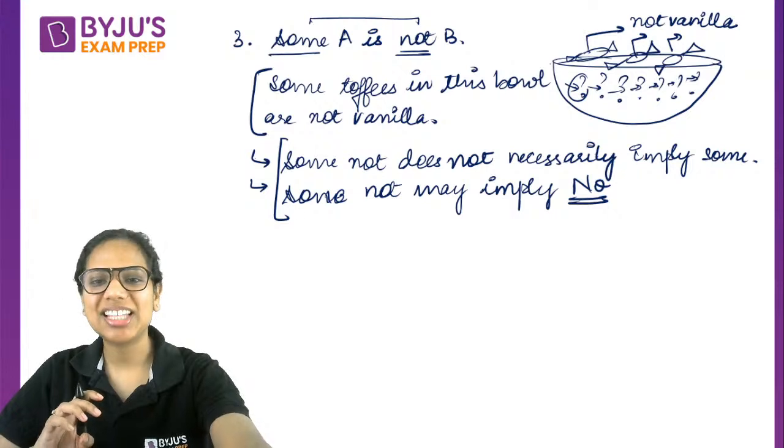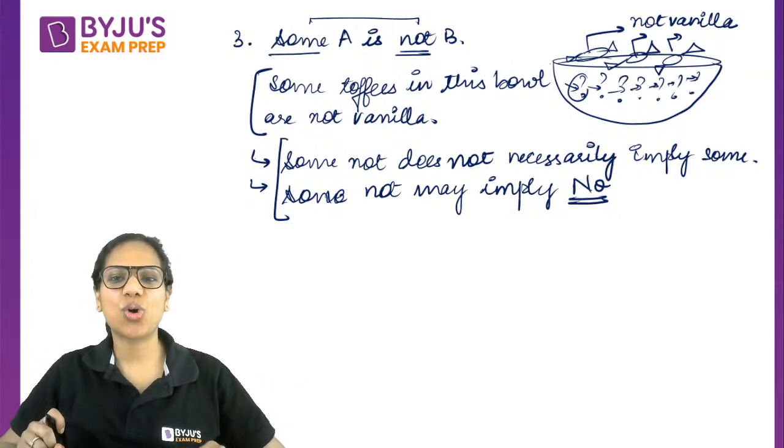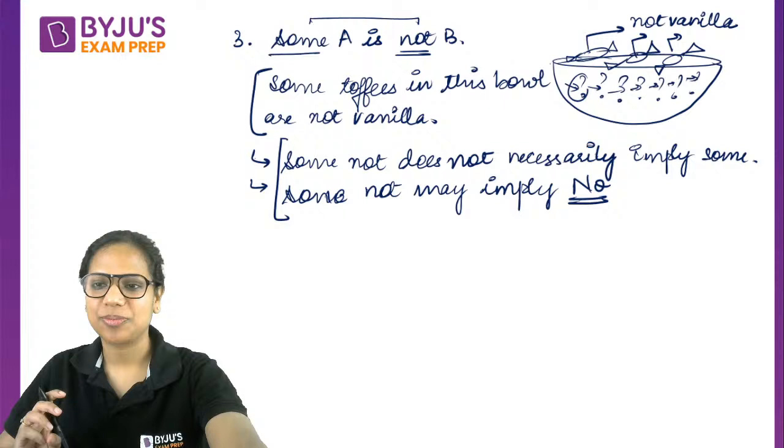Now, let's draw the diagrams. Some A is not B. Give me the diagrams for these.